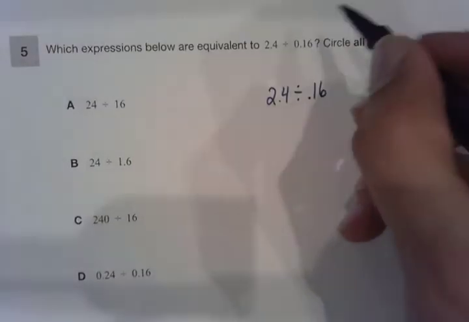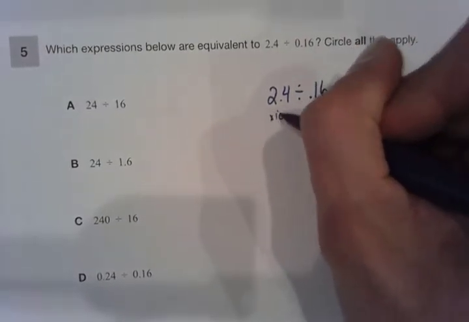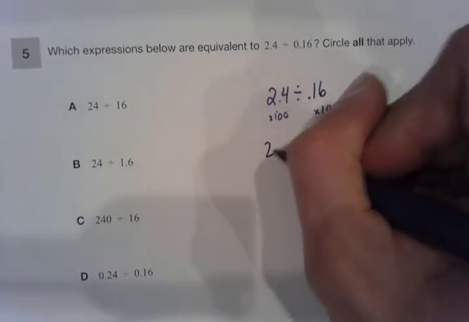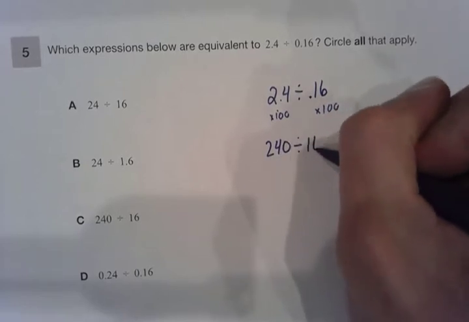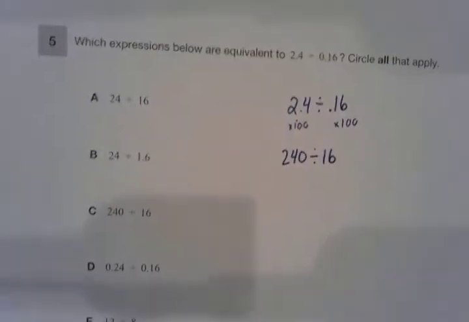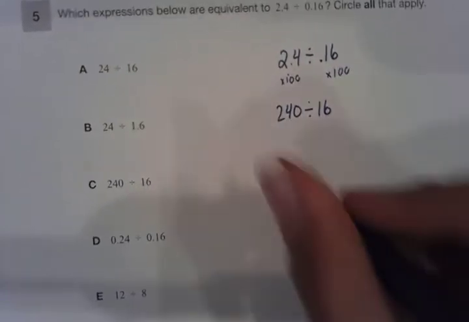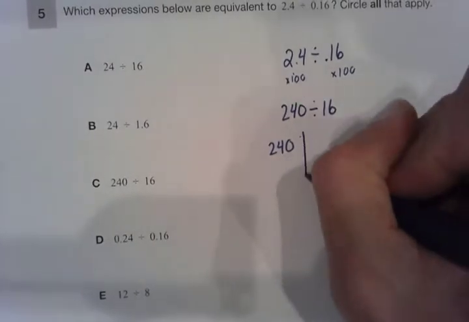So right now, if I multiply both these numbers by 100, so multiply this by 100 and multiply this by 100, I'm going to get the division problem 240 divided by 16. Now that is a division problem I can work with. So I'll give you an example. Let's figure this out. I'll put my 240 right there.